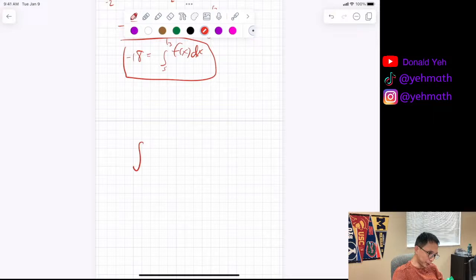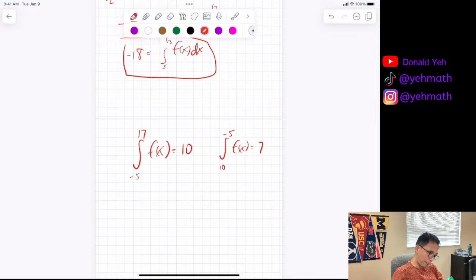So this question is a little bit harder. Let's just say the integral from -5 to 17 of f of x is equal to, I don't know, 10. And the integral from 10 to -5 of f of x is equal to 7. And what is the integral from 17 to 10 of f of x plus 2 dx?